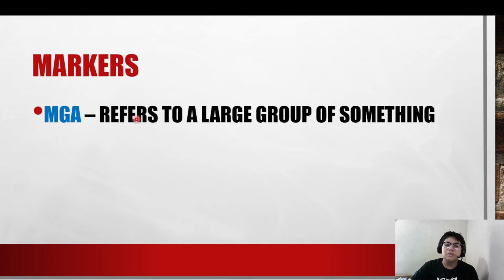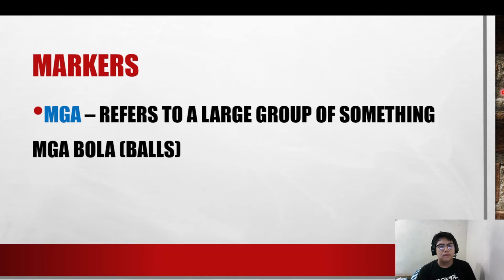Mga refers to a large group of something. When you say mga, you refer to a large group of something. It could be people, it could be things, it could be food, but mga is basically an all-around word. It's an all-around marker for large group of anything. Plural. It's basically a plural pronoun, I guess. I don't know. Mga bola, like so, or mga tao, mga kotse, mga damit.